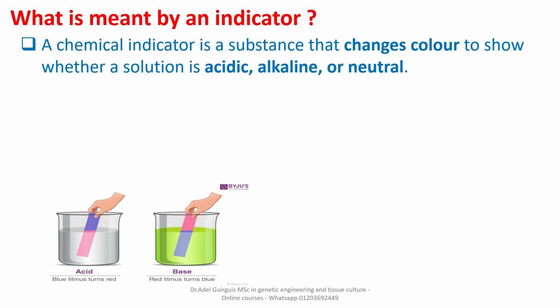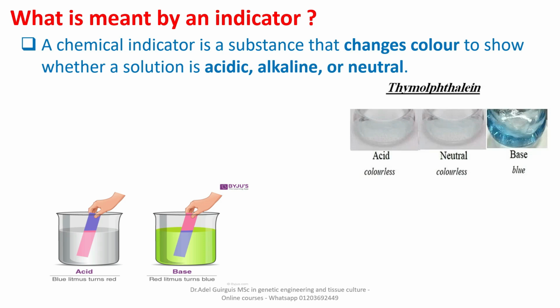If we immerse litmus paper in a beaker containing a solution and the blue litmus paper turns red, this indicates the solution is acidic. If we immerse a second, red litmus paper and it turns blue, this indicates the solution is basic or alkaline. A second indicator, like thymolphenol, is colorless in acidic and neutral medium, while it is blue in basic or alkaline medium.